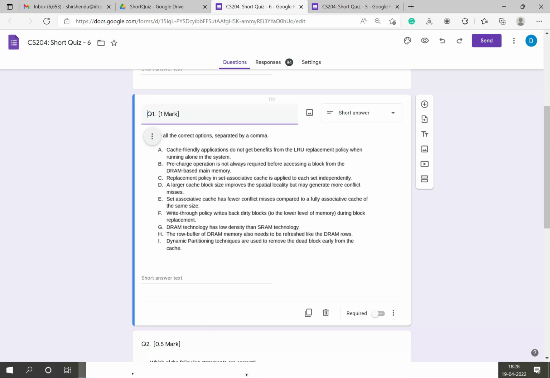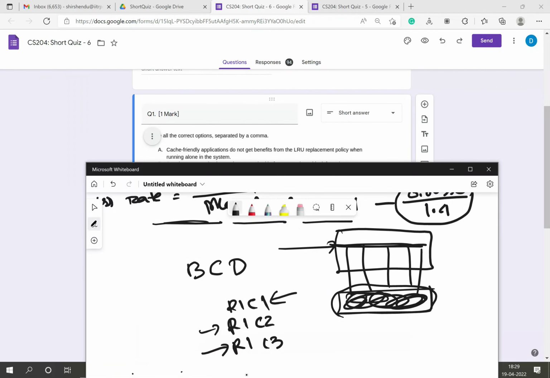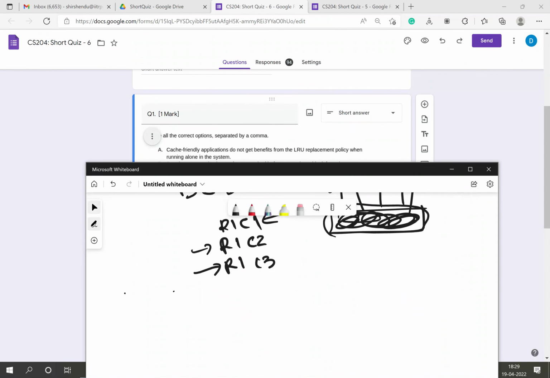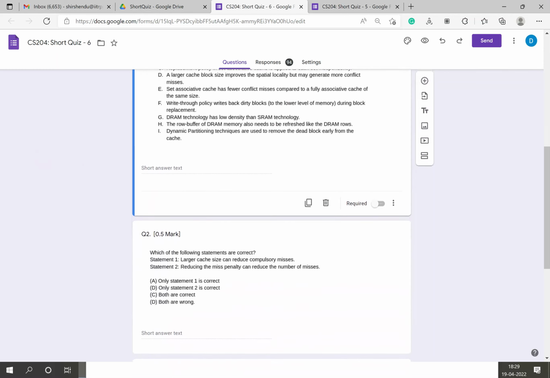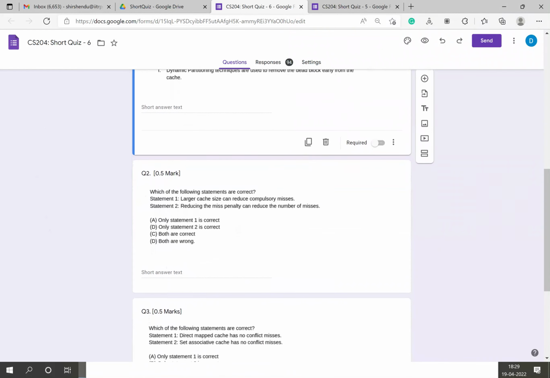There is no negative marking here, but there will be no partial marking either. So if you check the questions, you can work out the marks you will get from this quiz. The correct answer for question number 1 is B, C, and D. Question number 2: both are wrong. This is the correct answer.